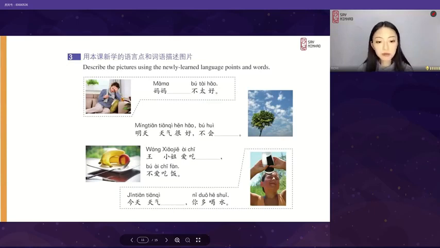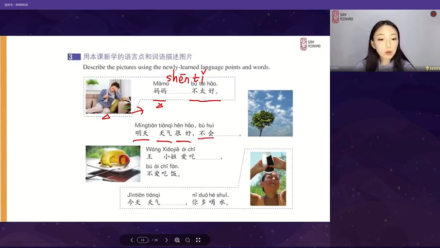Let's do some exercise. First one. We can see in this picture, she is not feeling very well, right? She is holding her hand in front of her forehead. And the sentence is 妈妈不太好. Mama, mother, 不太好, not very well. So, how to say someone's health condition is not very well? We can use 身体, right? So we can put 身体 here. 妈妈身体不太好.